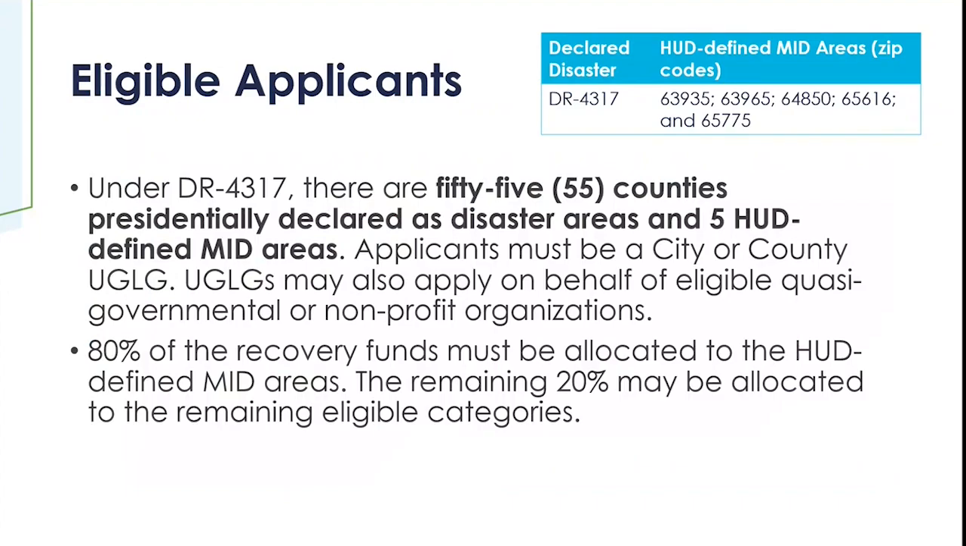Please note that only DR 4317 has a category called general infrastructure. So only subrecipients who fall under the eligible defined areas for 4317 can apply for general infrastructure. Those applicants, again, can be the 55 declared counties, but 80% of the funds are going to be directed at those zip codes that you see on the top right-hand side of the slide. Those are the most impacted and distressed areas in DR 4317.